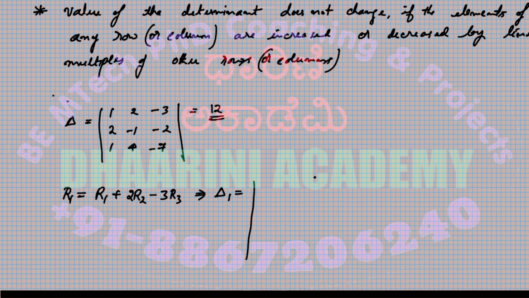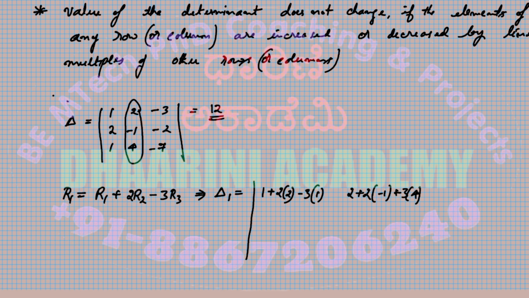So this is the calculation. The first element is equal to 1 plus 2 times the next row, row 2, that is 2, minus 3 times row 3, which is 1. Next, 2 times 2 plus 2 times minus 1 plus 3 times 4. So we are calculating these elements.